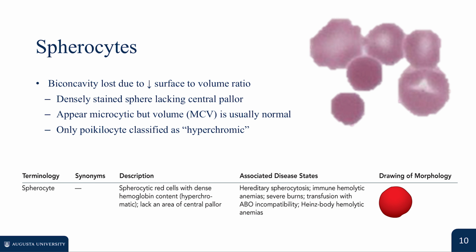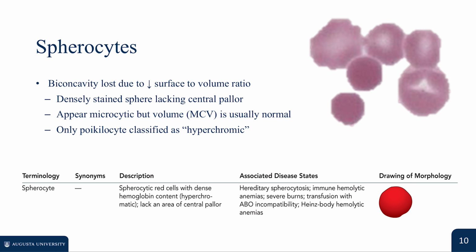Spherocytes are small, densely staining, perfectly round, sphere-like RBCs that completely lack central pallor. Although they appear microcytic on a blood smear due to a reduced diameter, their cell volume, measured by the MCV, is typically within the normal reference range. Spherocytes are unique because they are the only poikilocyte classified as hyperchromic. This hyperchromia is reflected by an elevated MCHC, which frequently exceeds 36 grams per deciliter.